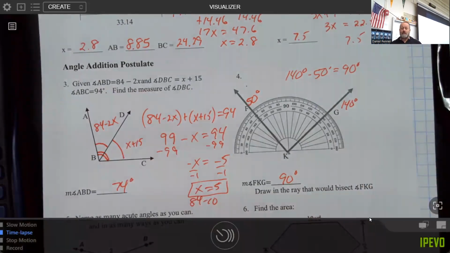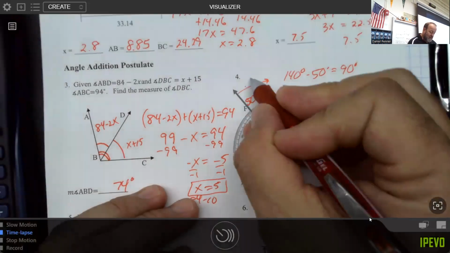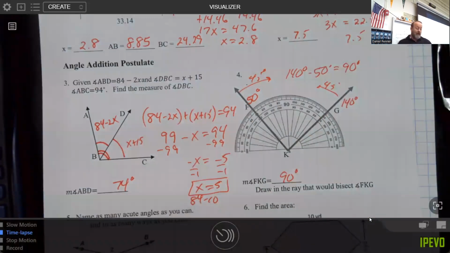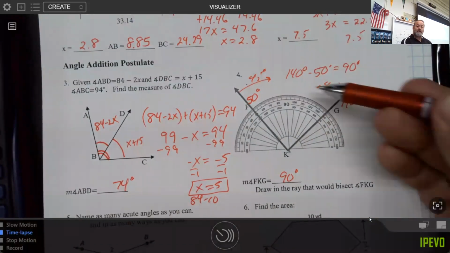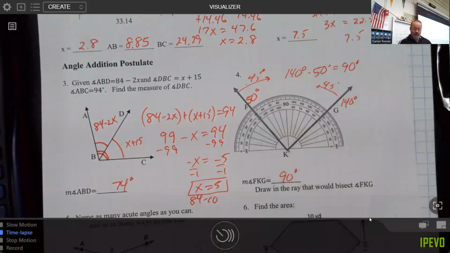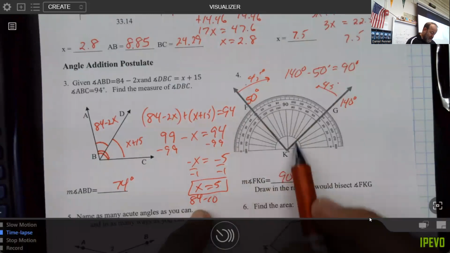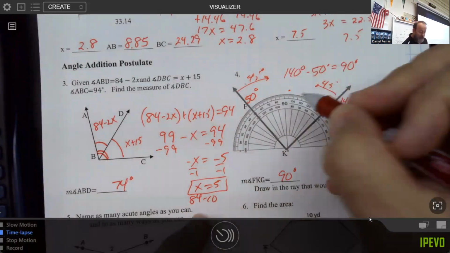Now, the part that is a little trickier is if I said, let's go ahead and bisect that. Well, I should know that the middle of 90 degrees would be 45 degrees. So I want to come this way 45 degrees and this way 45 degrees. So either I could take it away from 140 to come to the left, or I could add it to 50 and go to the right. But either way I do, I'm going to land at 95 degrees, which is about right there.